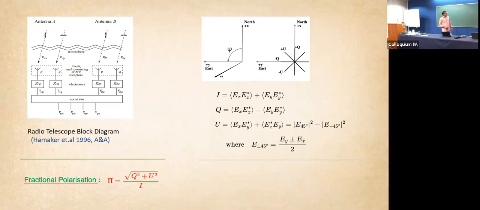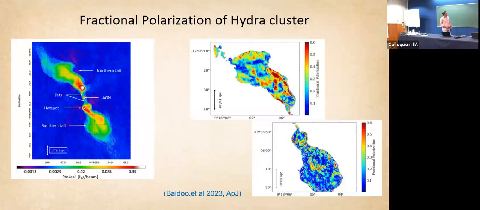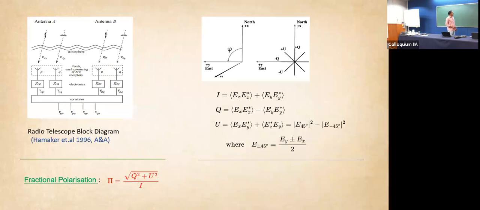So here the fractional polarization could be defined as the root of Q squared plus U squared, divided by I. North-south is the Ex direction, and this is the Ey direction. This is the convention that is generally followed; it is an international convention actually. All radio telescopes follow it.